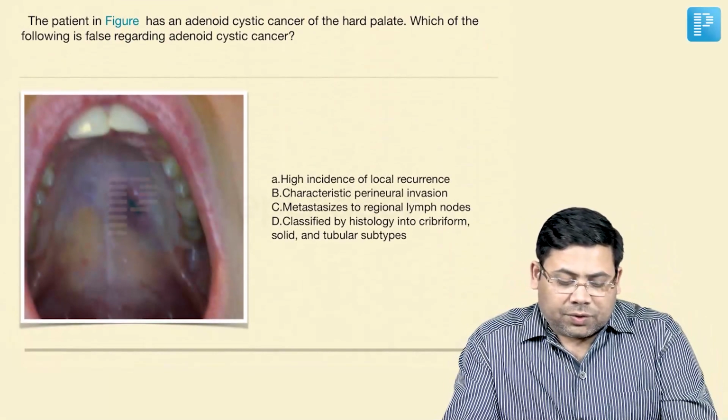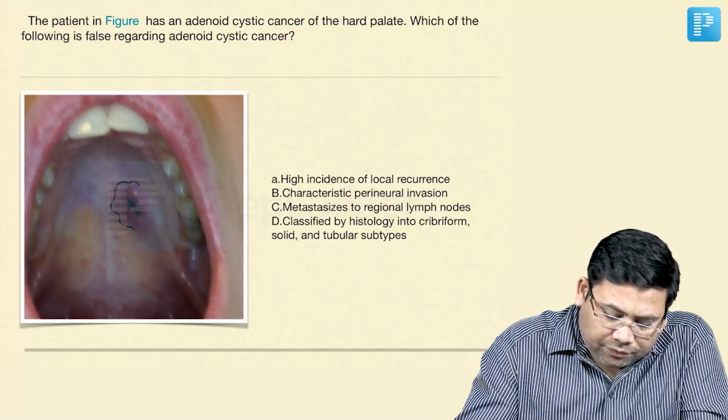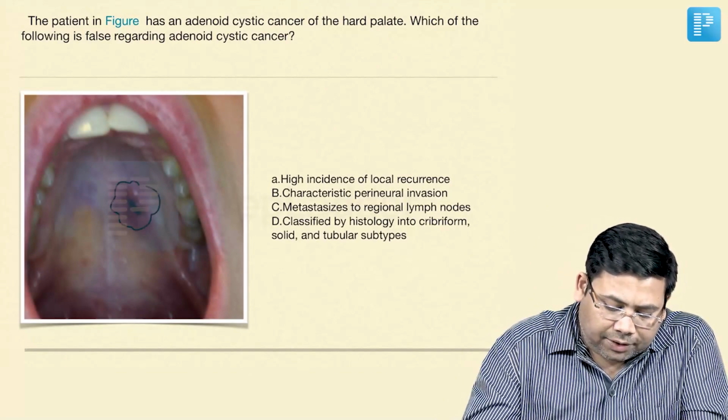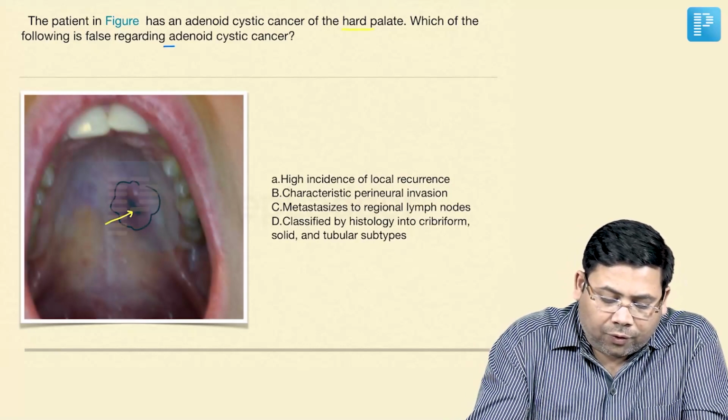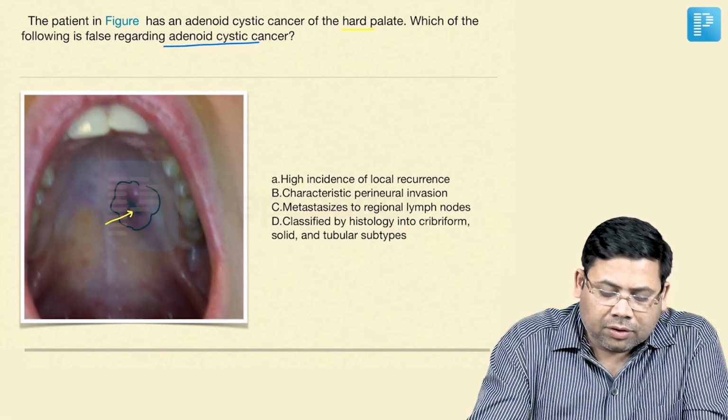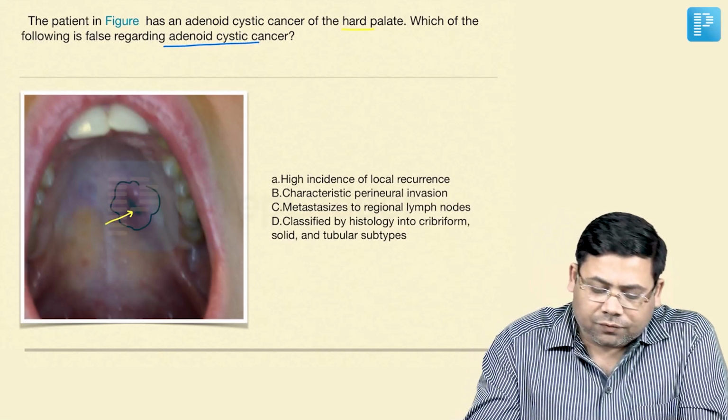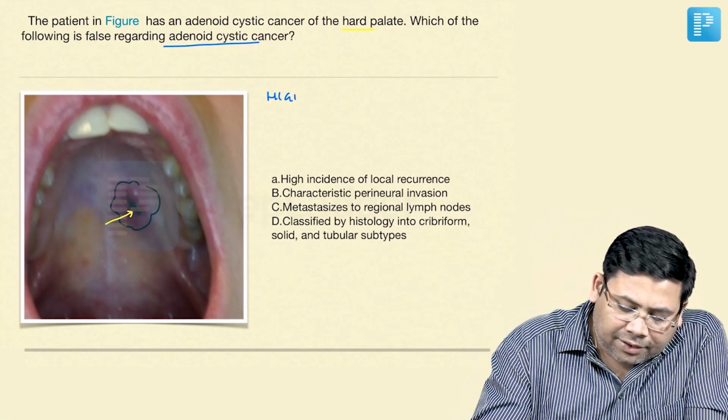The next question in this, if you see, there is a patient who is having a tumor over the palate. So this is a palate related tumor, and this is adenoid cystic detected on what? You can say biopsy. So they've asked what is false. Adenoid cystic is a high grade tumor.